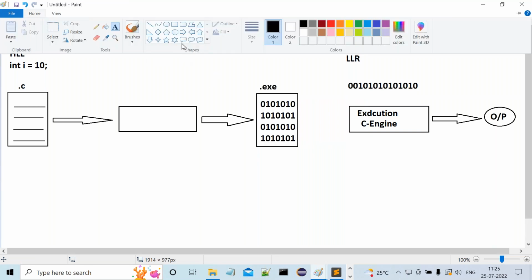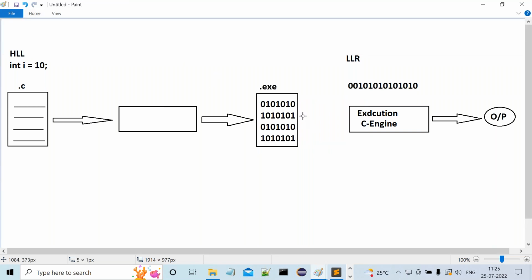Whenever this low level .exe file is generated, the .exe file must be provided to the C engine. Now the C engine will execute that program. The C engine will give some output clearly. Am I right or not? Now tell me, here is a translator required or not? Right, sir. Here a translator is required.